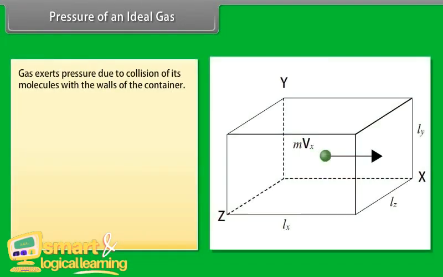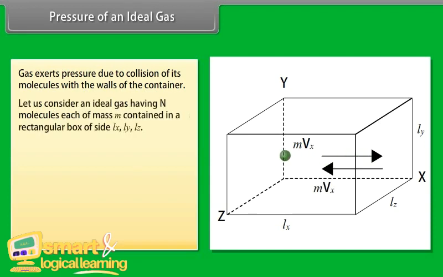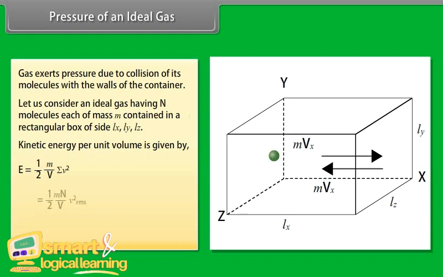Pressure of an ideal gas. Gas exerts pressure due to collision of its molecules with the walls of the container. Let us consider an ideal gas having n molecules, each of mass m, contained in a rectangular box of side Lx, Ly, Lz. Kinetic energy per unit volume is given by E is equal to half rho v rms square.